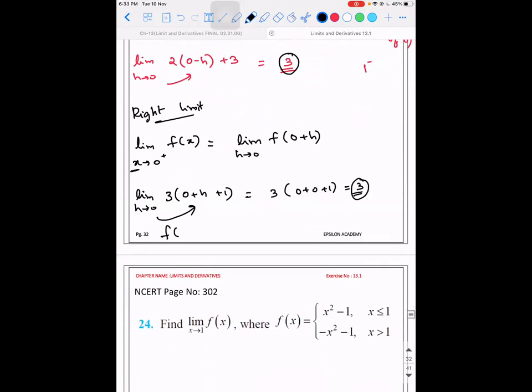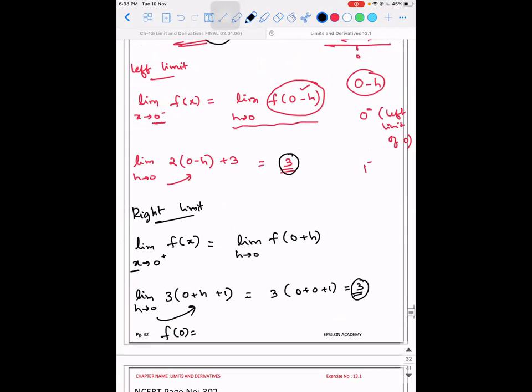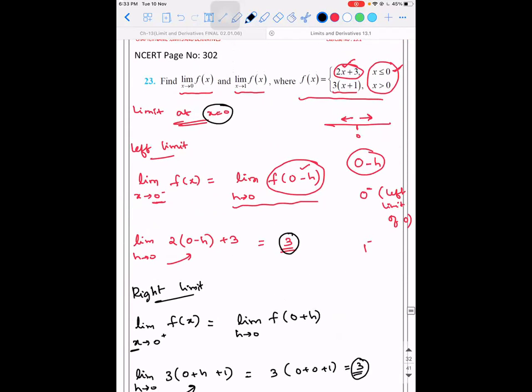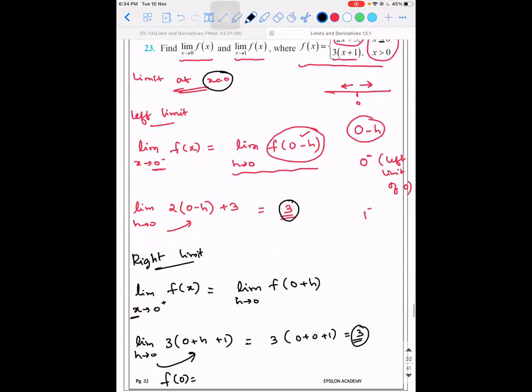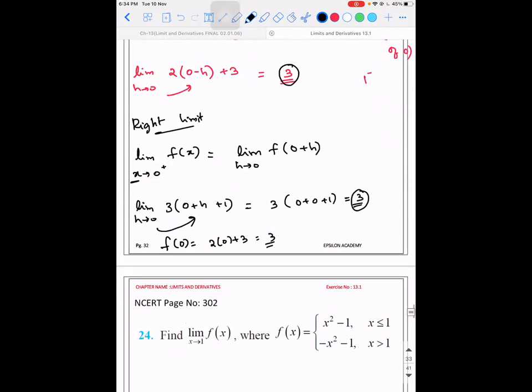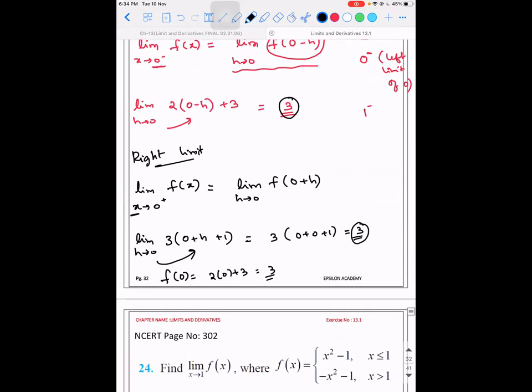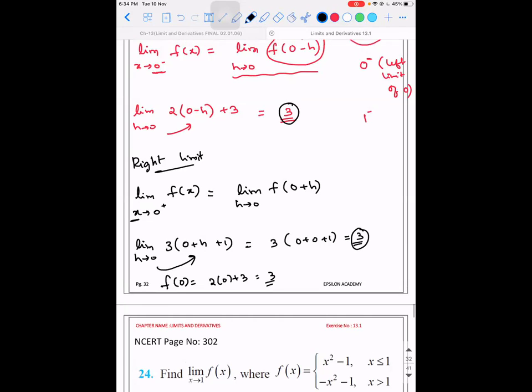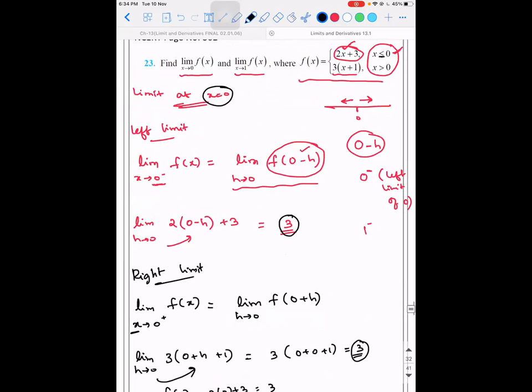What is the function value? What is f of 0? So for f of 0, out of the two functions, which one should I choose? Which function is defined? 2x plus 3, sir. Yes, it is 2x plus 3 because you have less than or equal to, no? So f of 0 is 2 into 0 plus 3, that will be 3. So what is happening here? Left limit is equal to right limit is equal to the function value. So this function is having its limit existing at x is equal to 0. Am I clear? So that is what they mean by asking to find the limit at x is equal to 0. Make a note of this.